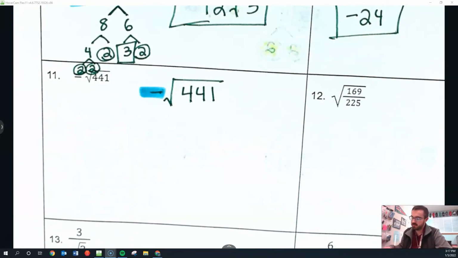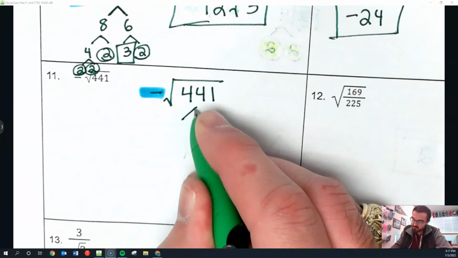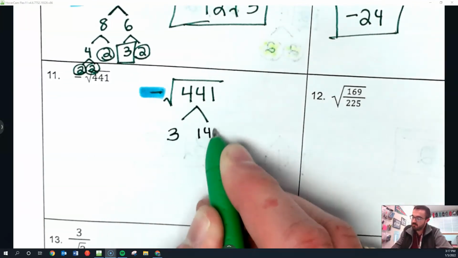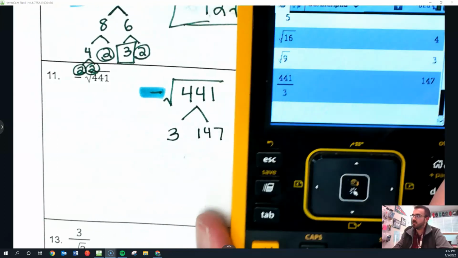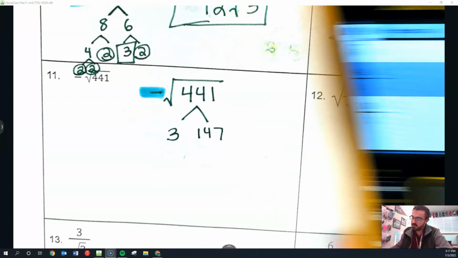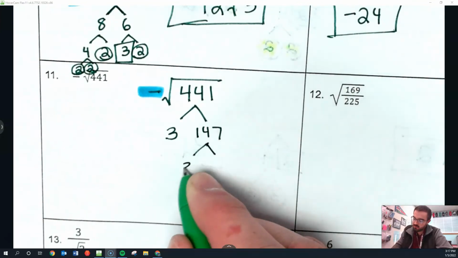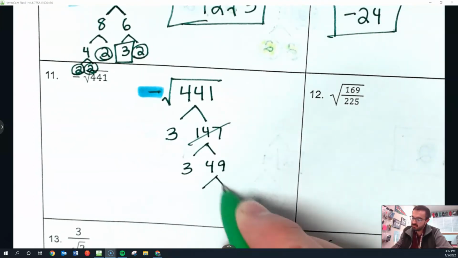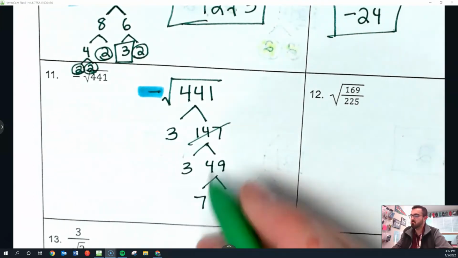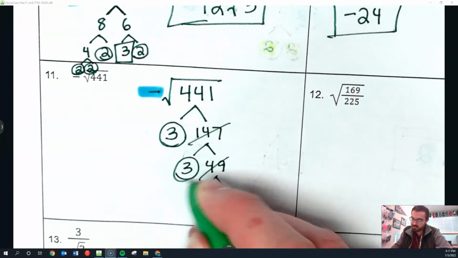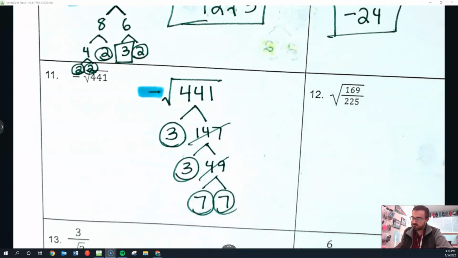So we don't want to forget that. Let's focus on square root of 441. We have 3 and 147. 3 is prime, so we're done there, but 147, man. What about 3 again? Cool. 3 and 49. 3 is good. 49, isn't that 7 and 7? So now at this point we have a pair of 3's and a pair of 7's.